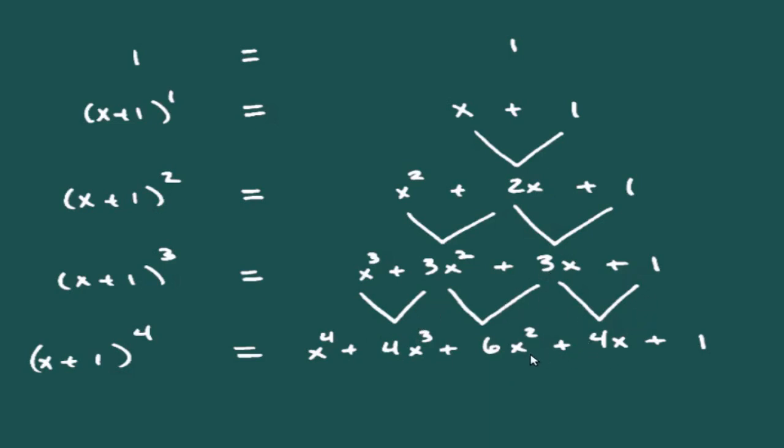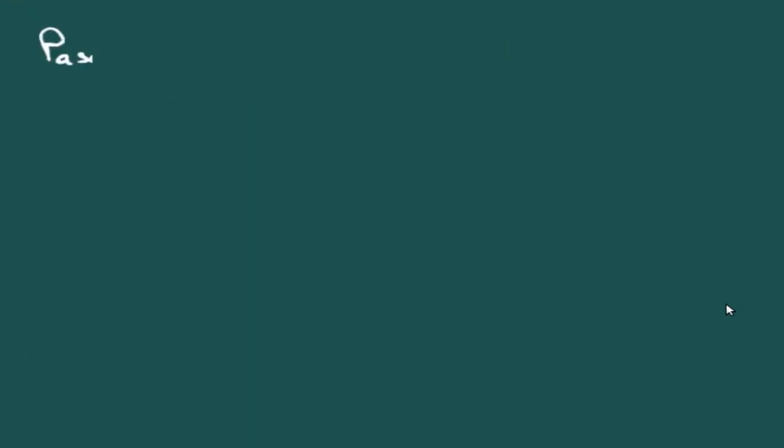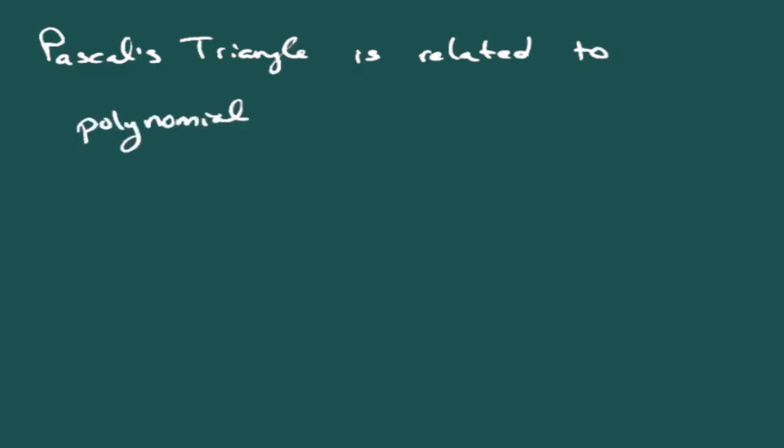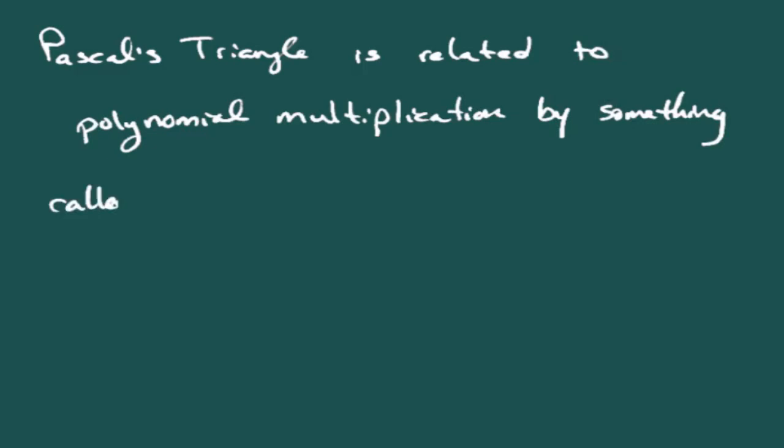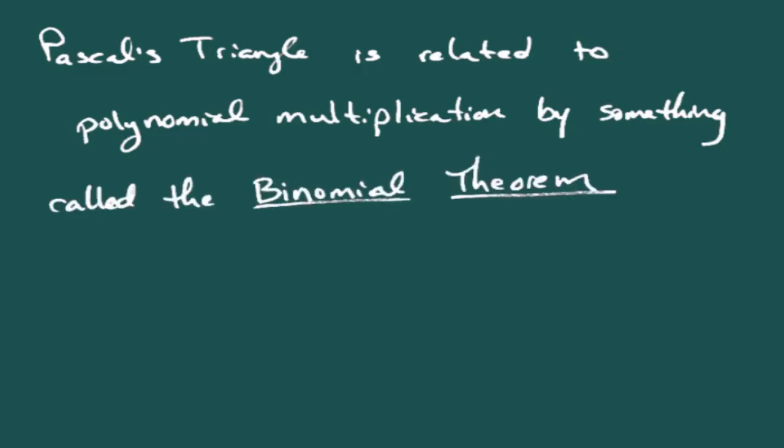And so even all the way down to our x plus 1 to the 4th, we're getting the same numbers that are appearing from our Pascal's triangle. And so what we're encountering is Pascal's triangle really being related to polynomial multiplication by something called the Binomial Theorem. Now, what is that kind of fancy name? Well, it's a way of raising polynomials to powers without actually having to multiply everything out.